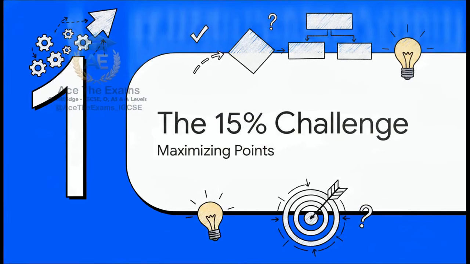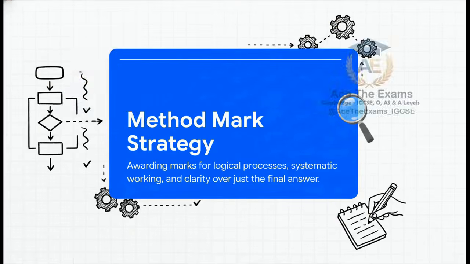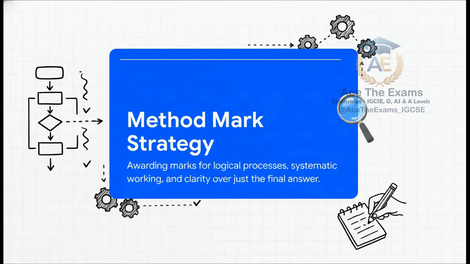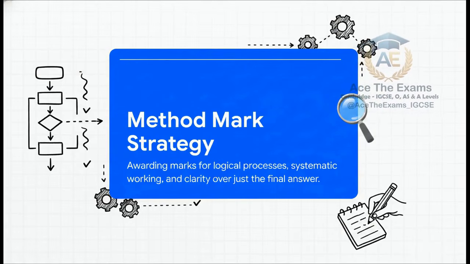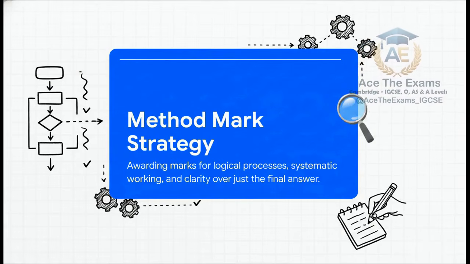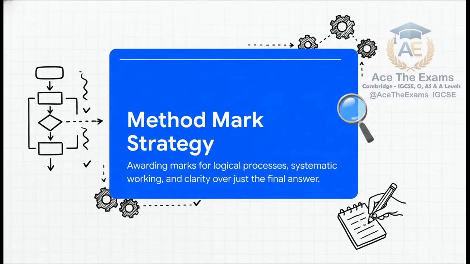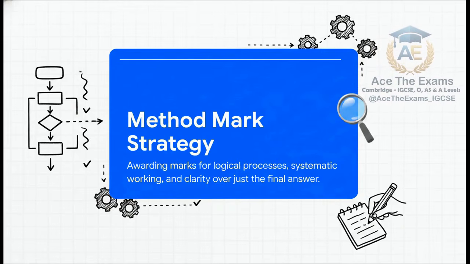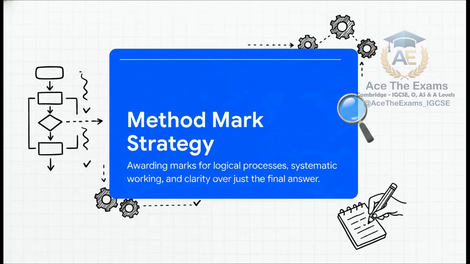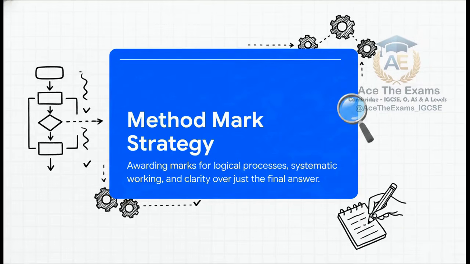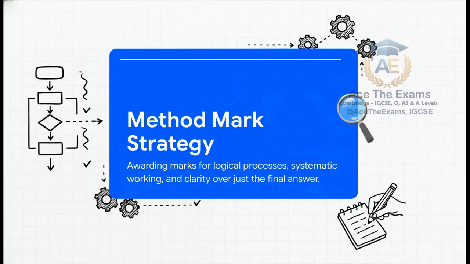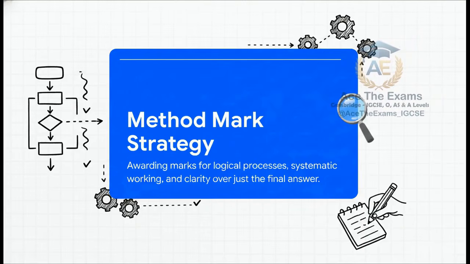Paper 2. To guarantee those points, you absolutely have to leverage the method mark strategy. Imagine two hypothetical students taking this exam. Let's call them Alex and Sam. Alex just writes down the final output, messes up one variable, and scores 0. But Sam might also get the final output slightly wrong, but because Sam demonstrated a logical process, systematic processing, and incredibly clear working, the examiner awards method marks anyway. It's like getting points just for an amazing pass, even if the goal misses. The process is the product here.